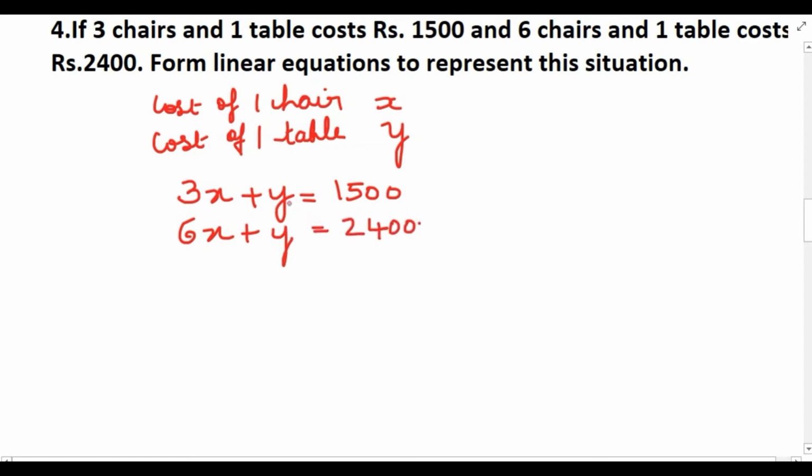We need not solve this, we just need to frame the equations because they have given 3 chairs and 1 table. I have taken the cost of the table as y, and the cost of 1 chair as x. So the cost of 3 chairs means you need to multiply, 3x plus y equal to 1500 and 6x plus y equal to 2400. So these are the pair of linear equations.